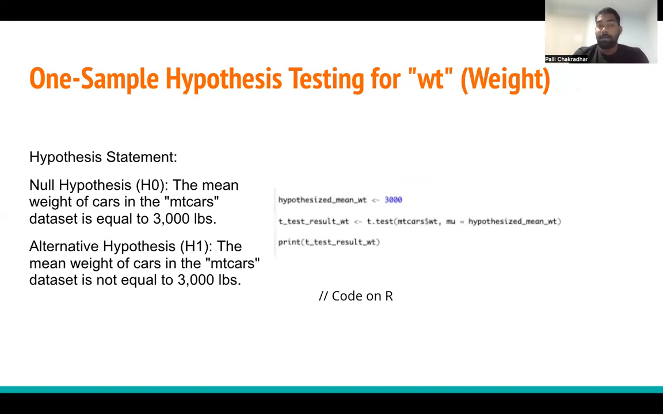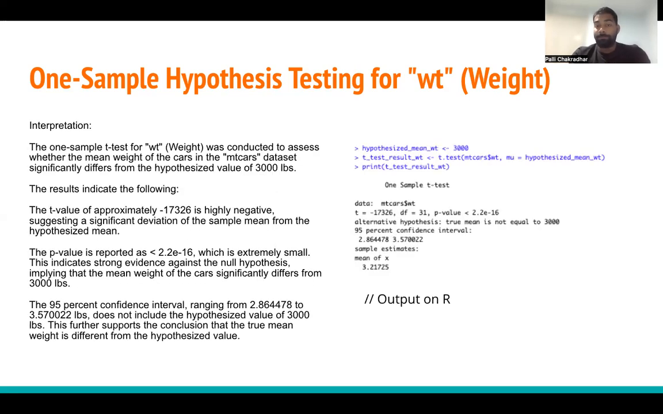Similarly, I have done the same thing for weight. Here we have taken the null hypothesis as 3000 lbs, and the alternate hypothesis is that the mean weight of the cars is not equal to 3000 lbs. You can see the code in R to my right, the results output in R, and then the interpretation. The t-value is highly negative, so it says the mean significantly deviates from the hypothesis. That's what the conclusion is.